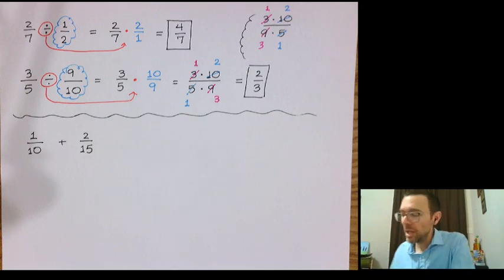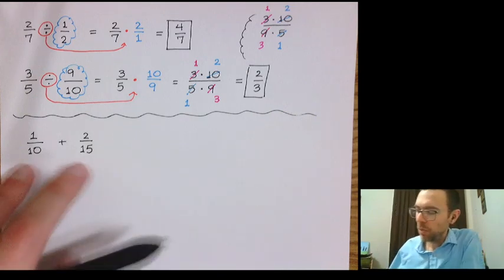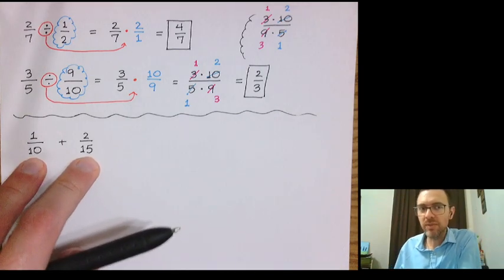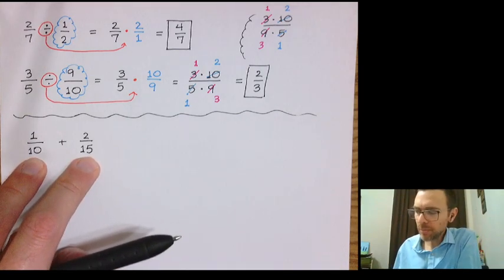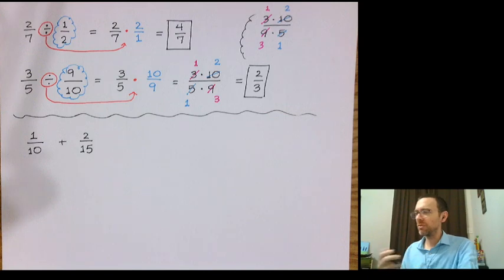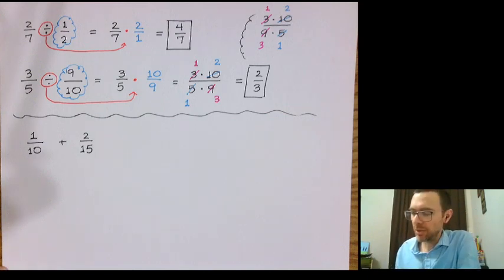Okay, back to this question here. We cannot add these right now because they don't have the same denominator. So we have to get a common denominator, which requires us finding the least common multiple of the denominators. All right, so there are a bunch of different ways we have of doing that.